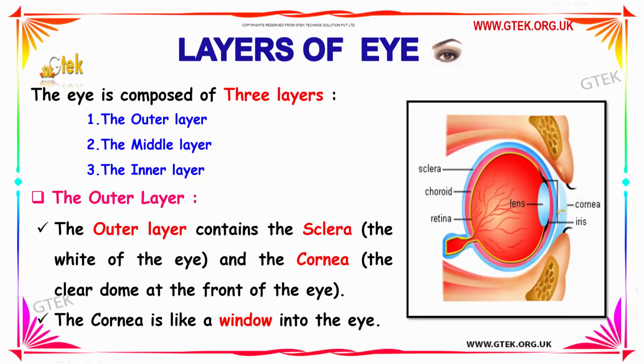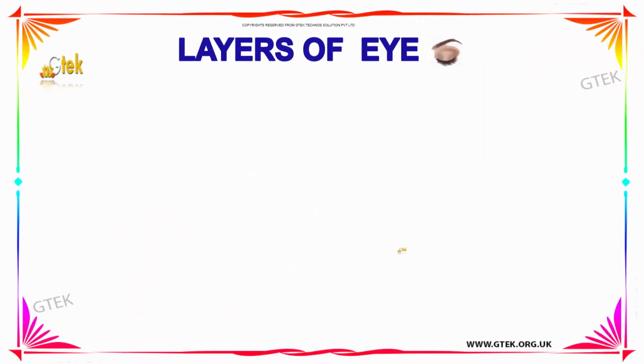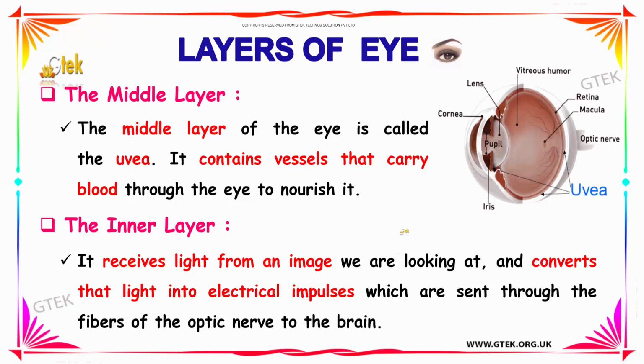So whatever you're able to see through your cornea falls on your lens, and the image is formed in your retina, which is transmitted to the brain through your optic nerve. We'll see the next layers in detail. The middle layer of the eye is called uvea, and it contains the vessels that carry the blood through the eye to nourish it. So the middle layer of the eye carries the vessels that carry the blood.